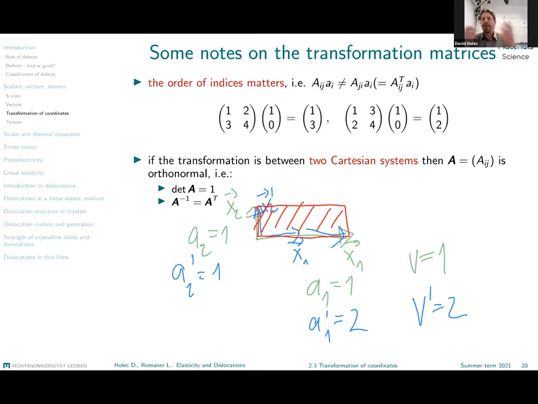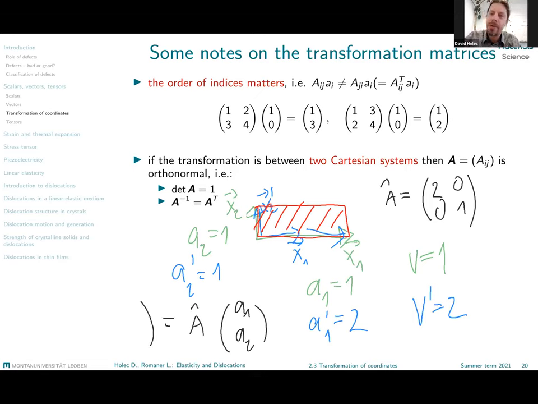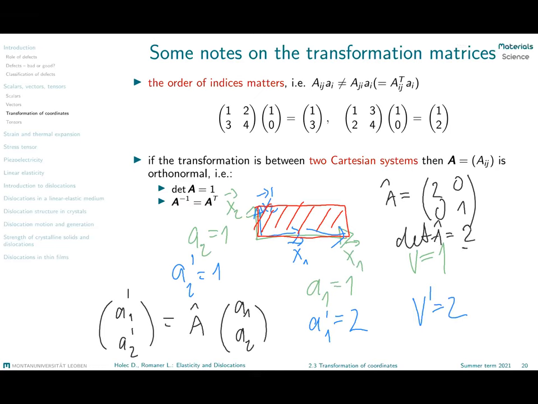Now, if you want to calculate the coordinates, what would be the transformation matrix in this case? A equals, well, we provide the coordinates in the old coordinate system and we want to get them in the new one. It means it will look simply like this. That means if I provide coordinates A1, A2, and I multiply by this matrix A, I get the coordinates in the new coordinate system, A1 prime, A2 prime. What is the determinant of the matrix A? Anyone knows? Two. Two, exactly. So what is now the meaning of this two?